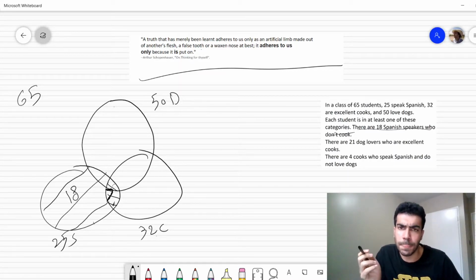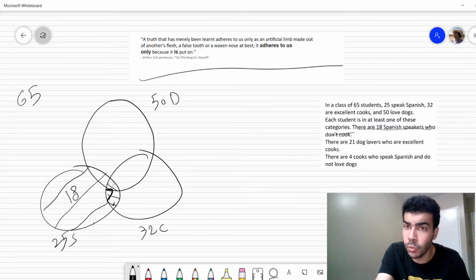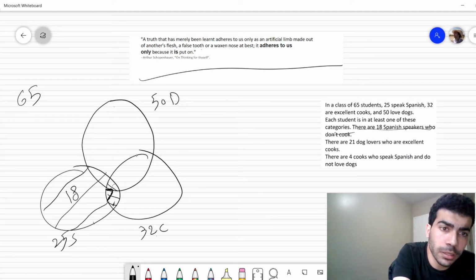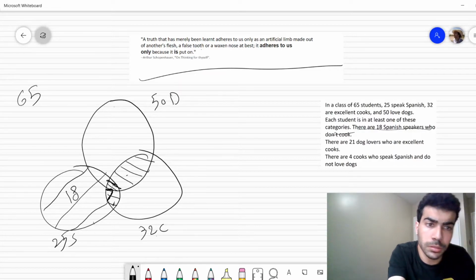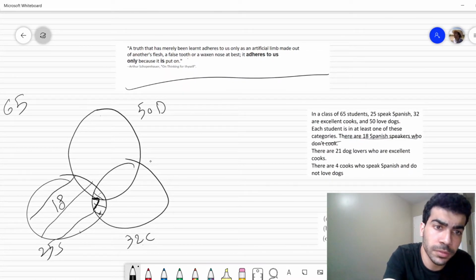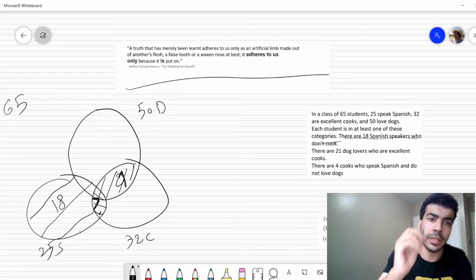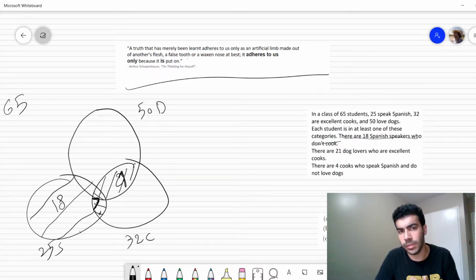So we continue reading. There are 21 dog lovers who are excellent cooks. So these are dog lovers. These are the excellent cooks. You know that the intersection between the two is 21. So this area here is 21. It's probably better to do it vice versa. 21. Now, these 21 are dog lovers who can cook.